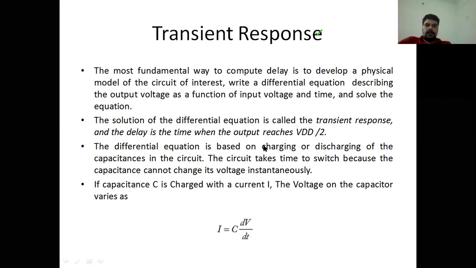Now, these differential equations are based upon charging or discharging of the capacitors in the circuit. So we also need to consider the capacitors in the circuit that are involved in order to get the transient response. In case of a capacitor, we already know this equation, I equals C dV upon dt. We will further evaluate this.